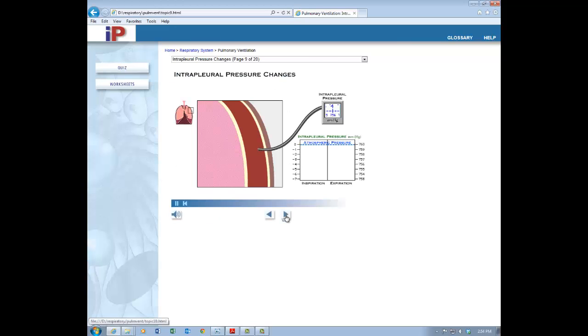Let's watch the intrapleural pressure change during breathing. Click the lung to see these pressure changes. Observe them on the pressure gauge and the graph.